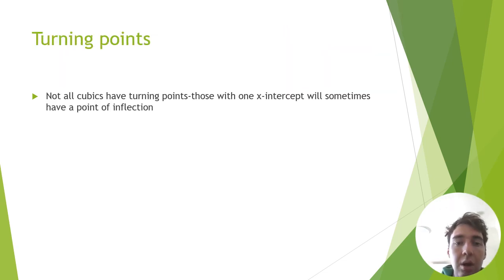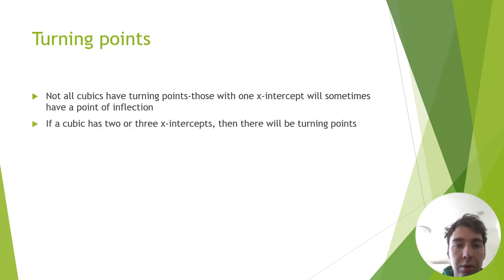So when we have these cubics, they don't always have turning points. We saw on Monday that sometimes we have cubics that have a point of inflection, right? That point where the gradient becomes 0 and then it keeps going in the same direction it was before. But if we have more than one x-intercept, then we will have turning points. If you have one x-intercept, you will have a point of inflection. If you have two x-intercepts or three x-intercepts, then you will have turning points, no point of inflection there.